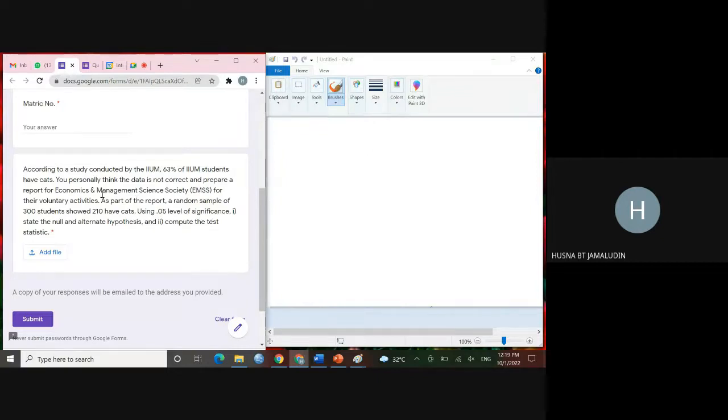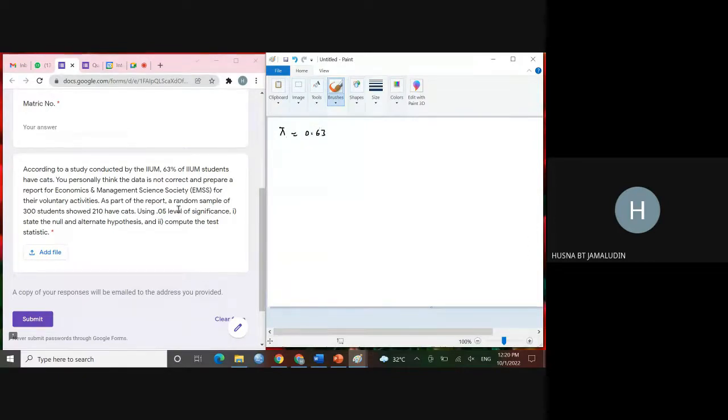Not sure. You personally think the data is not correct. Perhaps you think that many people will have cats, maybe it's not 63%, could be like 80%. I don't have cats. And prepare a report for MSAS for their voluntary activities. So what is this 63%? Pi. Wow, cool. You have a very good study. So pi is 0.63.